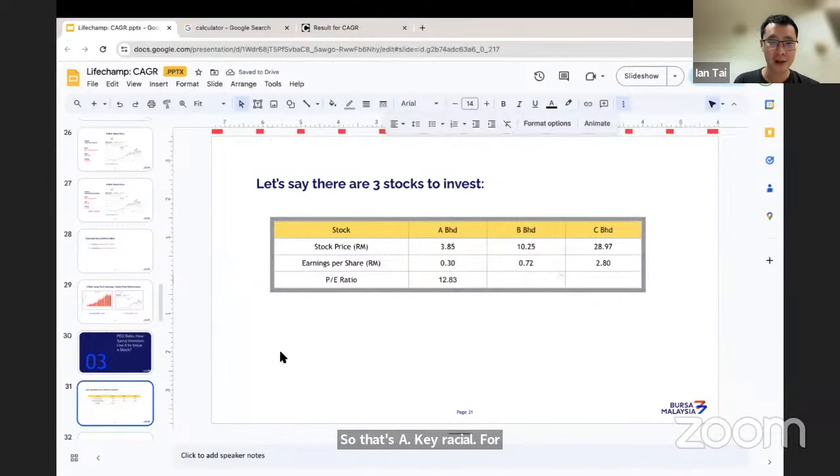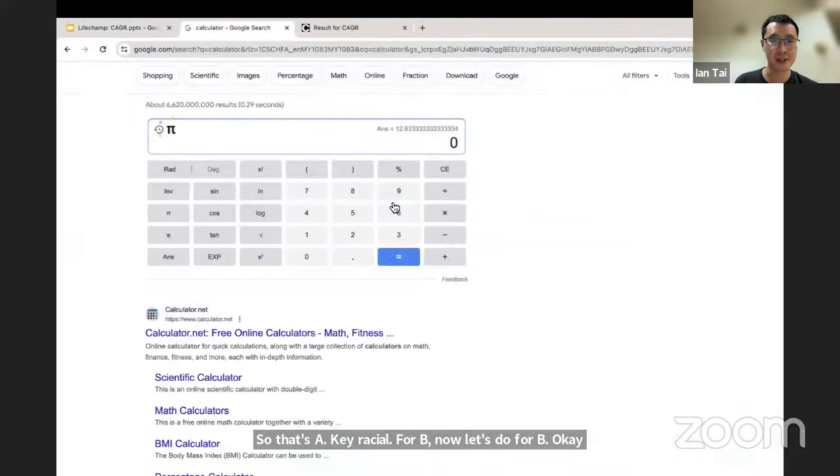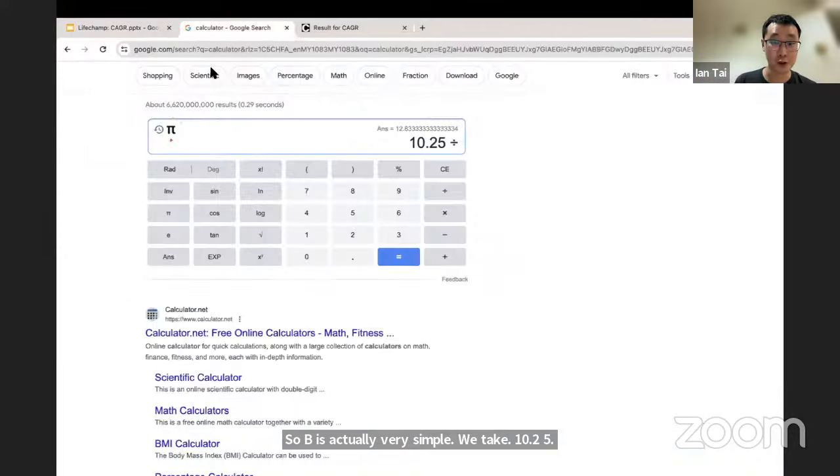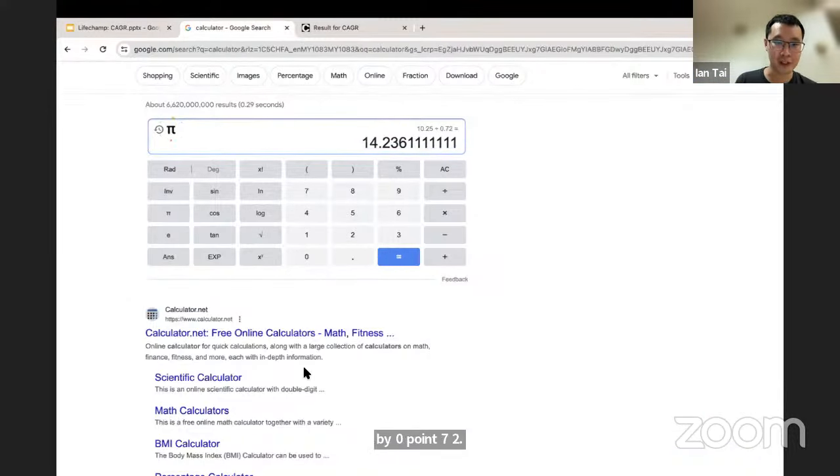For B, now let's do for B. B is actually very simple. We take 10.25 divided by 0.72. Bam, you have 14. All right. So some of you are getting 14.2. Very good. So put that down, 14.24.